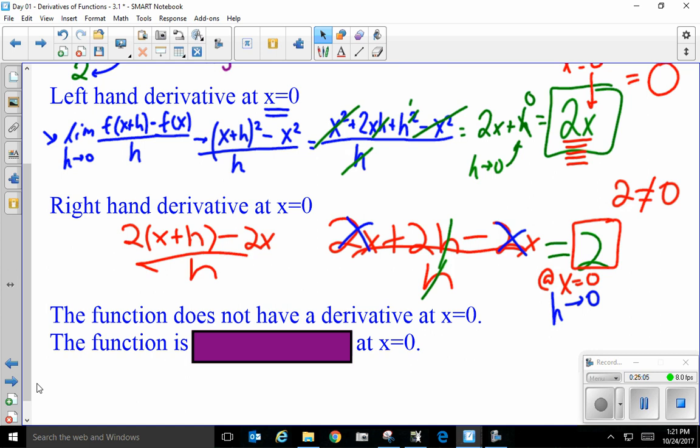So you know what we say when it has no derivative? That the function is not differentiable. You're gonna say there's no derivative. But if you see the words not differentiable, you should be like, oh, that means no derivative.